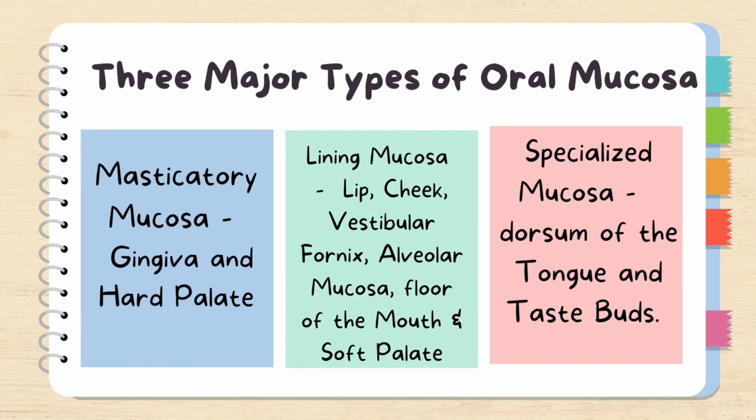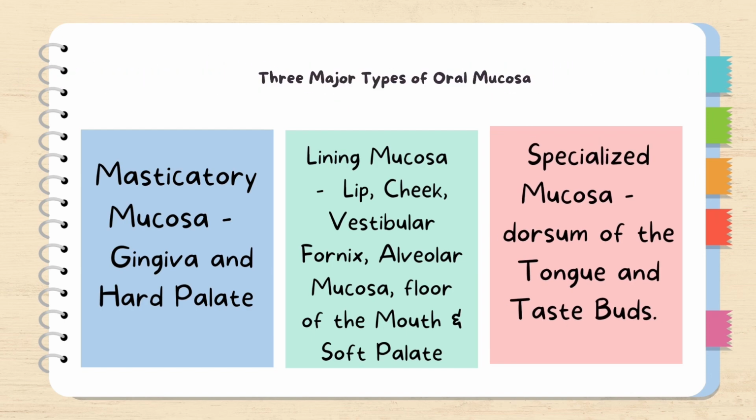There are three major types of oral mucosa. First is the masticatory mucosa that can be found in the gingiva and hard palate. Second, lining mucosa in the lip, cheek, vestibular fornix, alveolar mucosa, floor of the mouth, and soft palate. And thirdly, the specialized mucosa found in the dorsum of the tongue and taste buds. Gingiva and hard palate are keratinized, while the cheek, facial, and sublingual tissues are non-keratinized.